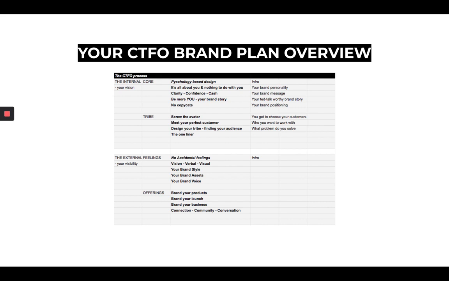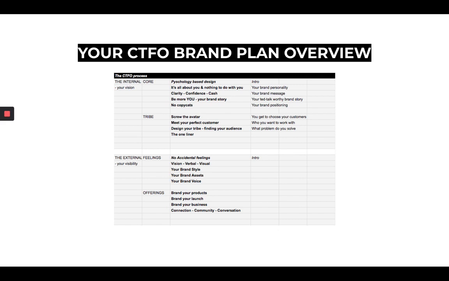Which leads me to my all-time favourite byproduct of the CTFO process, which we cover in the final part of the core stage of your brand plan, and that's no copycats. People might be able to rip off your processes and your products. They can even copy your design and your words, but they can never copy your personality. Only you can be you.